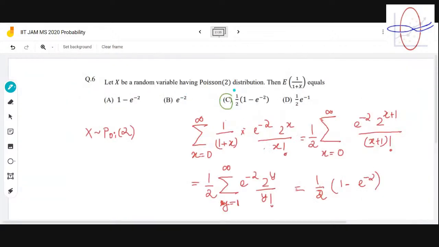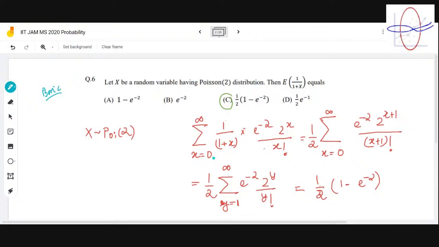The next problem is: X is a random variable with Poisson 2 distribution. What is the expectation of 1 by 1 plus X? The beautiful aspect is that this is a first principle problem. Okay, just a basic application of expectation. If X follows Poisson 2, then the expectation of 1 by 1 plus X, just find out the expectation. Okay, just write it down from first principles.